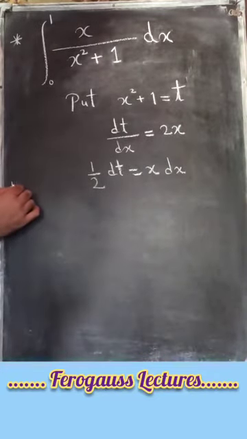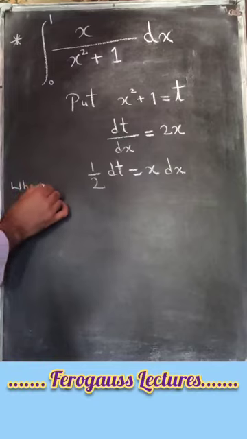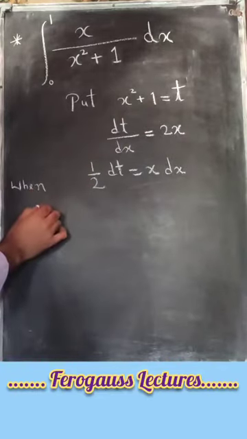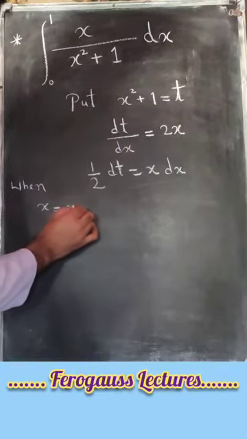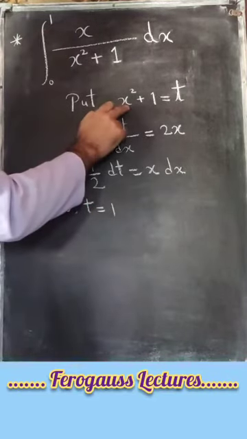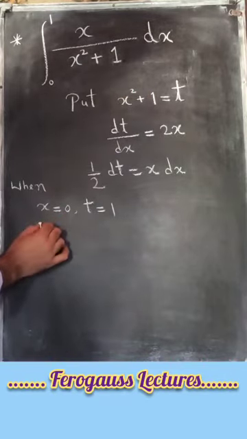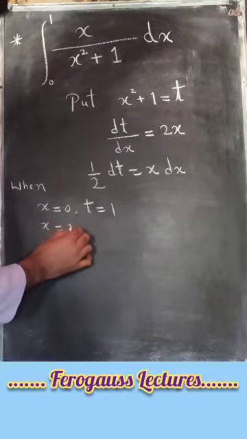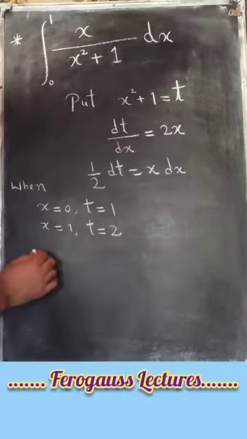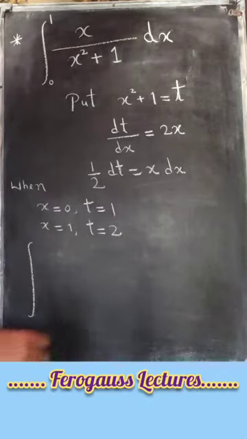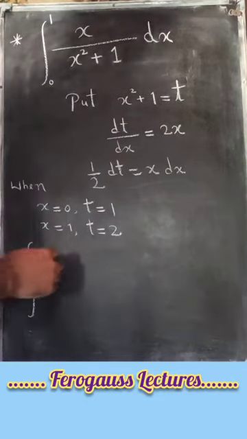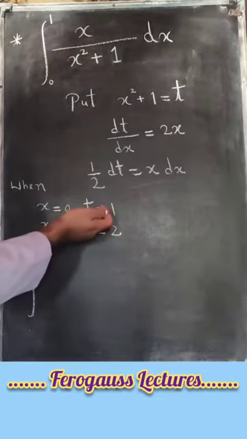Also, when x is 0, we get 0 square plus 1, that is 1. So when x is 0, t is equal to 1. And when x is 1, we get 1 square plus 1, that's 2. When x is 1, at that time t is equal to 2. Now we can write the integral, and we have to replace the limits of x, that is 0 to 1, with the limits of t, that is 1 to 2.